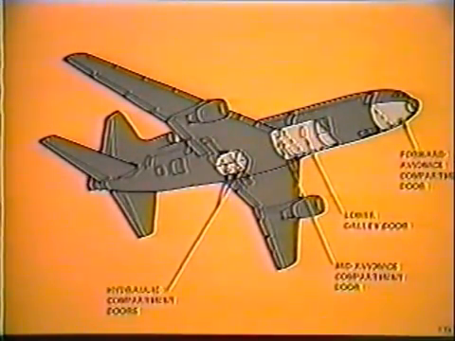Access to the hydraulic compartment is through two doors on the underside of the fuselage. The mid-avionics compartment external access door is under the right wing leading edge. The lower galley door is on the right side of the fuselage, forward of the right wing leading edge. The forward avionics compartment external access door is on the bottom of the fuselage, aft of the radome. This access door can only be opened from outside the aircraft.